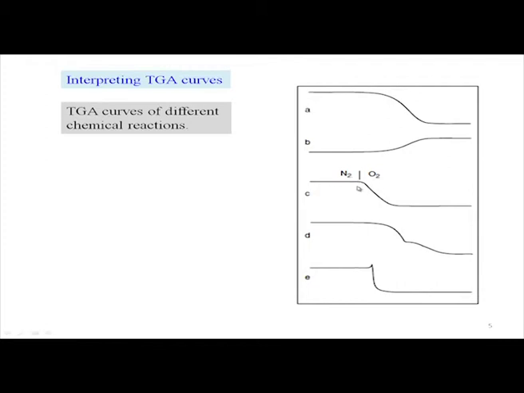But when we change the environment from N2 to O2, we see that there is an immediate start of weight loss. The weight loss will take place until we reach this particular temperature, where the material coming out of this decomposition is stable even in the O2 environment.